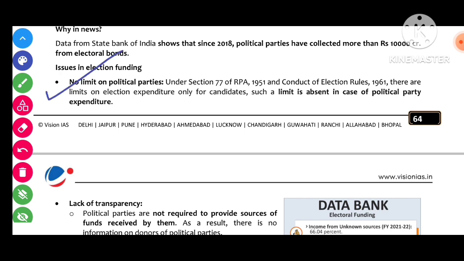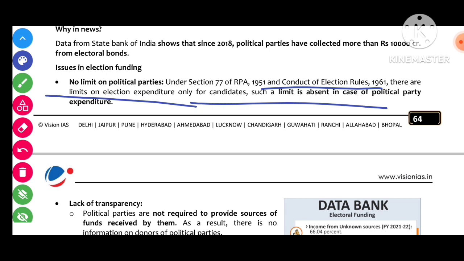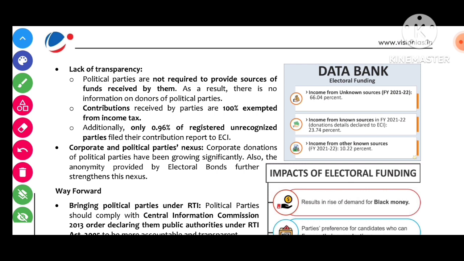That is, there is no limit on political parties. There is election funding which has no limit on political parties under section 77 of the Representation of the People Act 1951, and the Conduct of Election Rules 1961. There are limits on election expenditure only for candidates. Such a limit is absent in the case of political party expenditure.